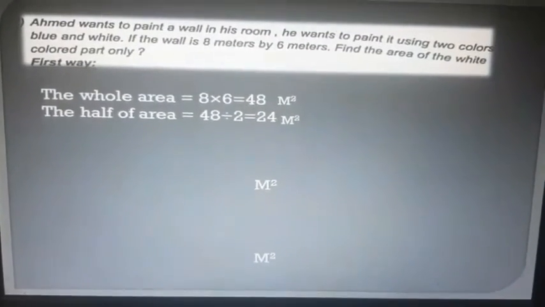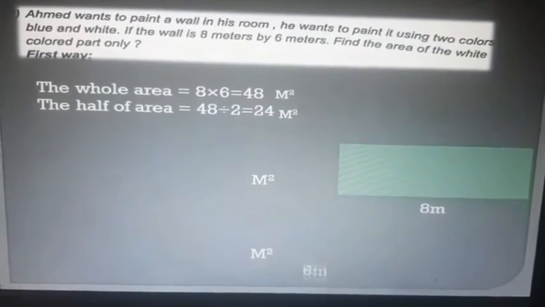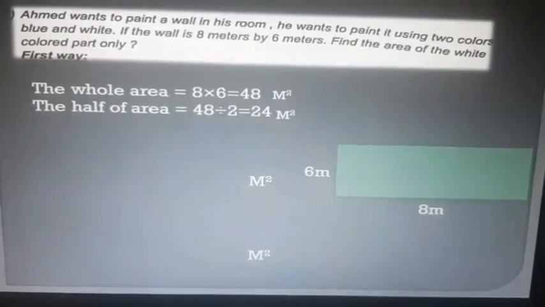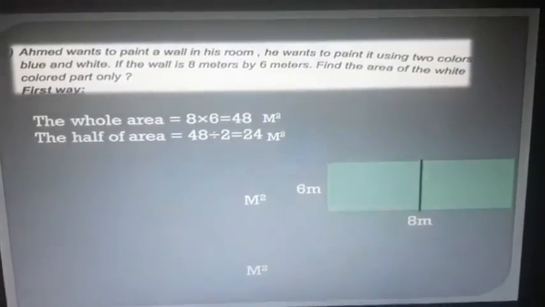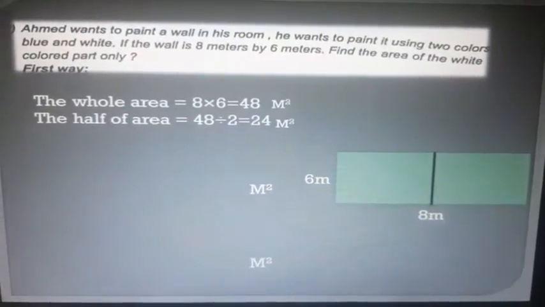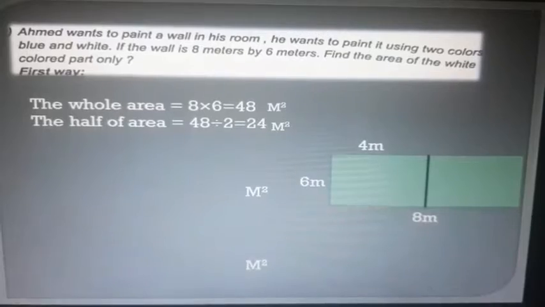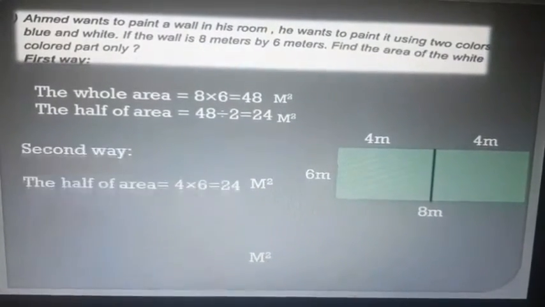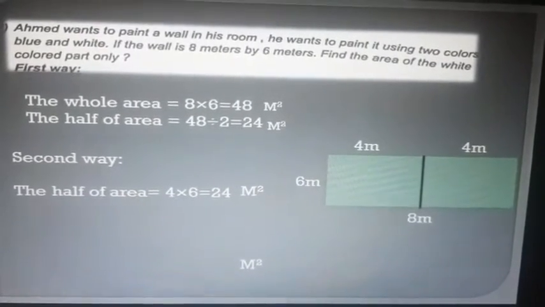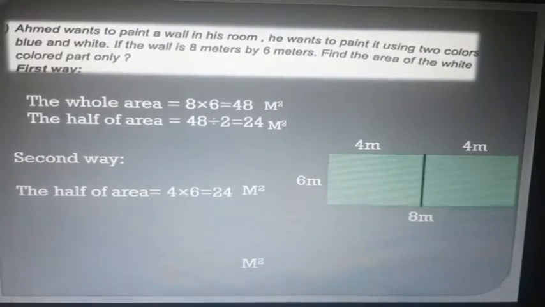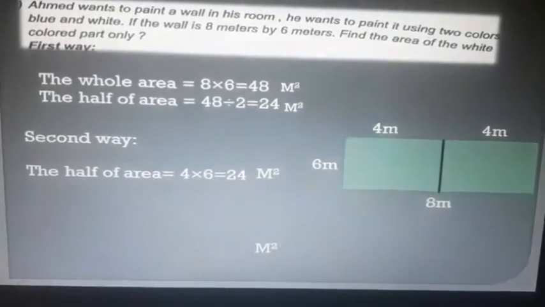Okay? The second way, I will draw the rectangle with 2 dimensions, 6 and 8. Here I will divide the length, so I will divide 8 into 2 parts. So 8 divided by 2 equals 4 meters, sorry. So I will get the small rectangle here, or half of the rectangle, with 2 dimensions, 6 and 4. So 4 times 6 equals 24 meters squared.